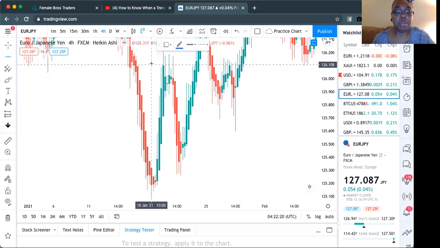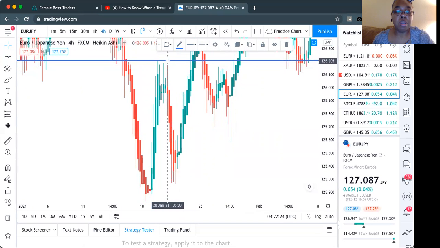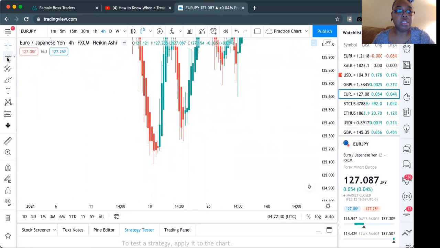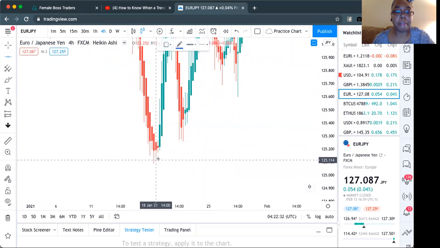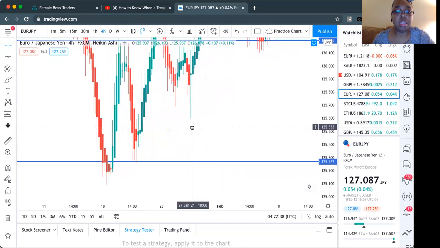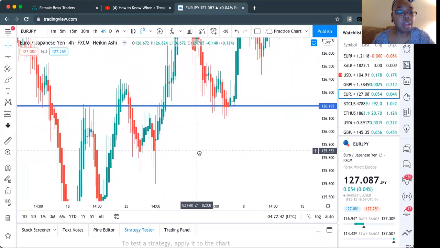When I do my support and resistance, guys, I do it off of where multiple touches are at. That's just how I do it. Everybody is different, of course, but I do it where multiple touches are at.